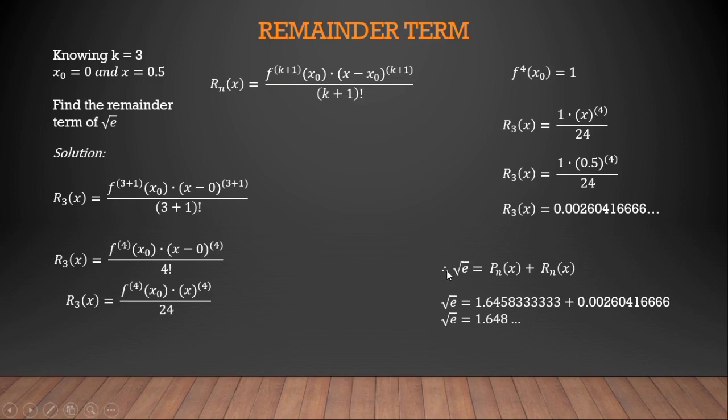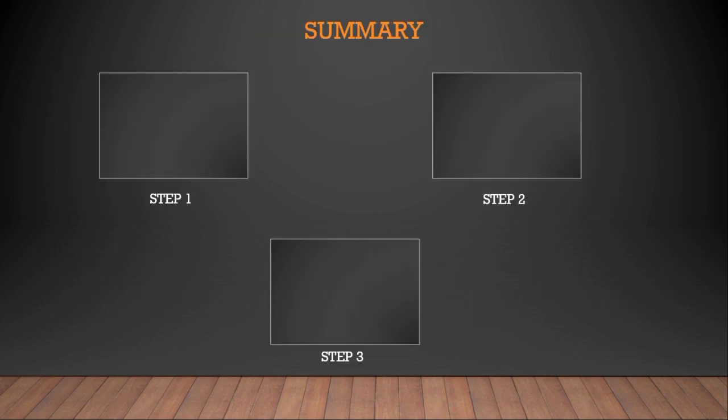So now, therefore, finding the actual value of the square root of e, we're going to add the polynomial term that we found plus the remainder term that we just found, and then when you add this, it'll give you very close to the actual value of the square root of e. So with that being said, let's go through the steps that we took in answering this question.